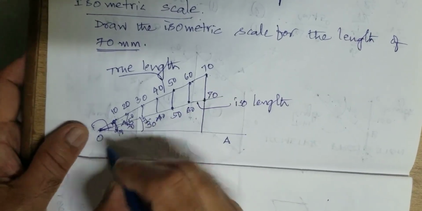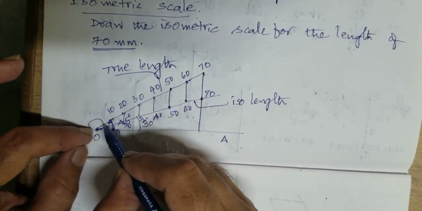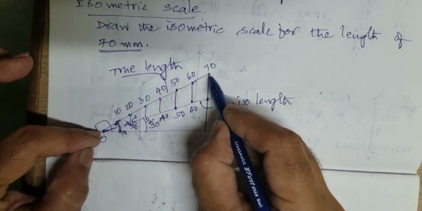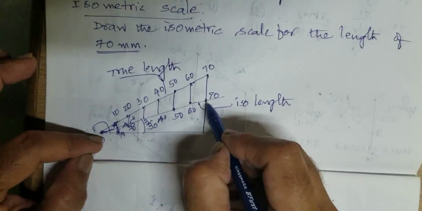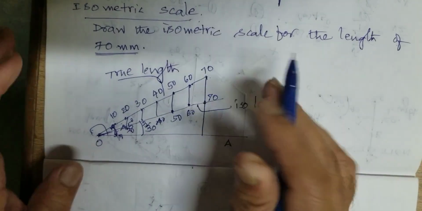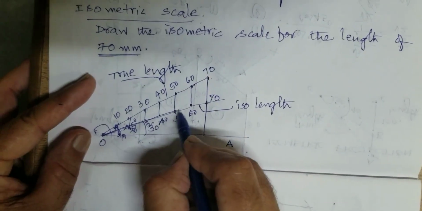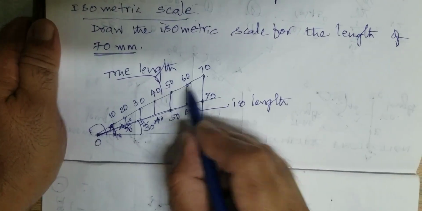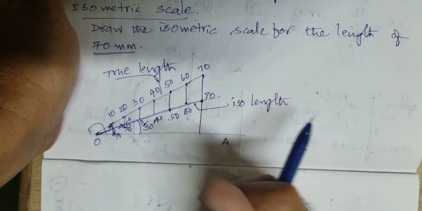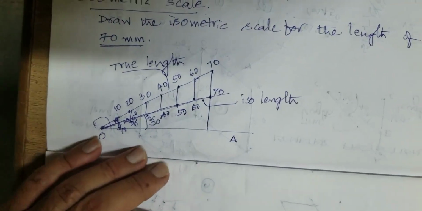See here, this is the iso length, this is the true length. Whatever the true length represented here, 70, we are representing, but it is the isometric scale. That is how we have to represent the isometric scale. Draw this line with an HB pencil, because this line only we want. Try to do the other lines with a 2H pencil. This is how we have to draw the isometric scale.